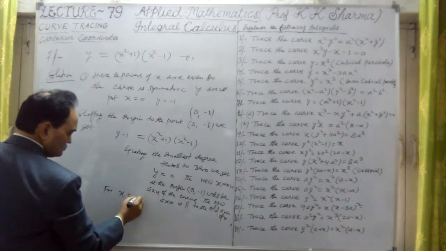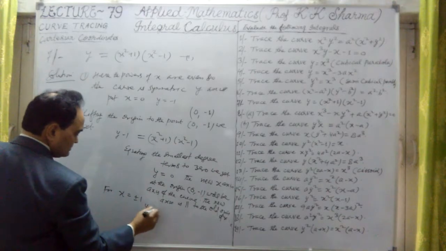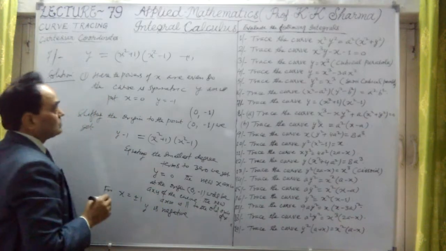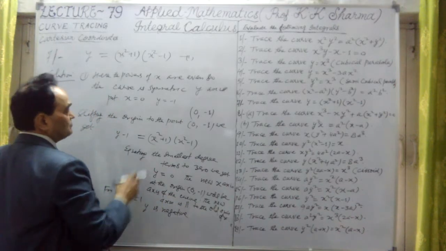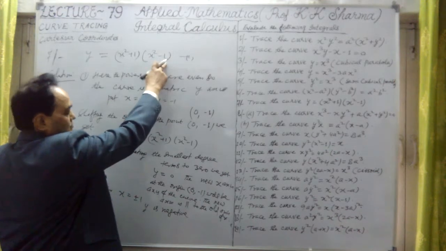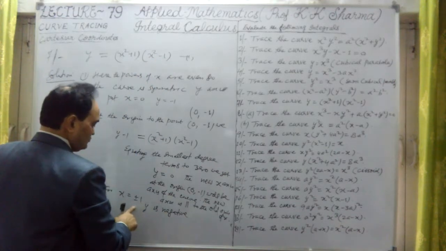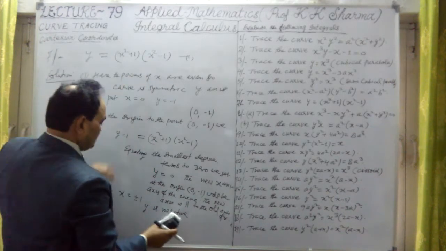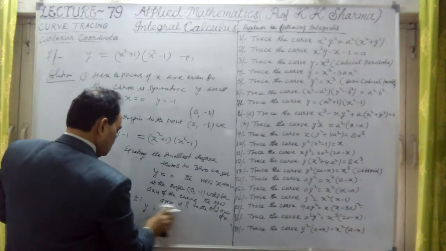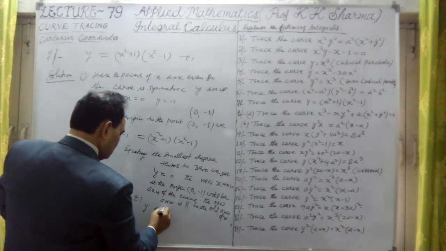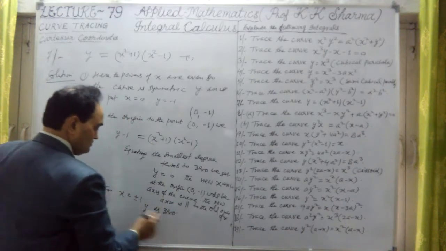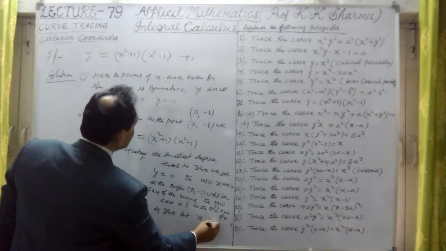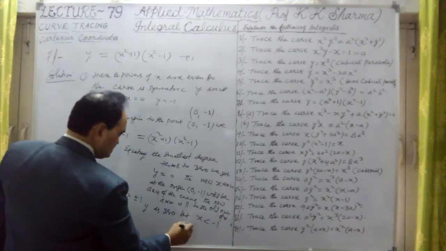For x equal to plus minus 1, y is 0, not negative. If x is less than minus 1, then y is negative. If it is 0, then y is 0 here, not negative, but y is 0. But for x less than minus 1, y is negative.